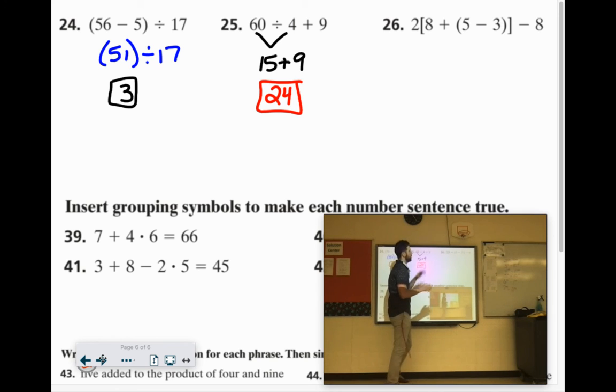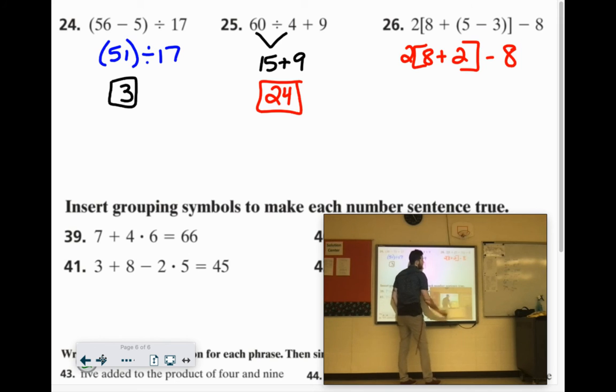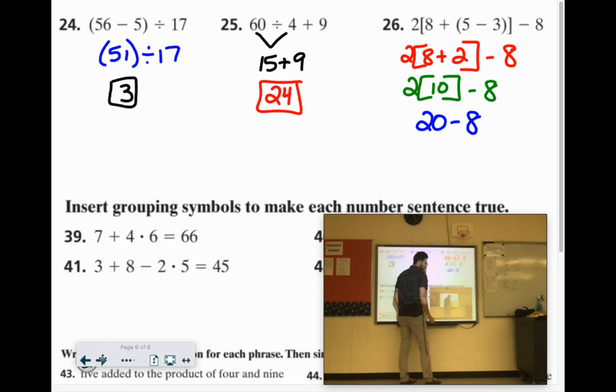All right, here we start with our innermost parentheses, the 5 minus 3, which is 2. We still got those brackets, so we'll work in there. 8 plus 2 is 10. Okay, 2 bracket 10 means 2 times 10, which is 20. Minus 8 gives us 12.